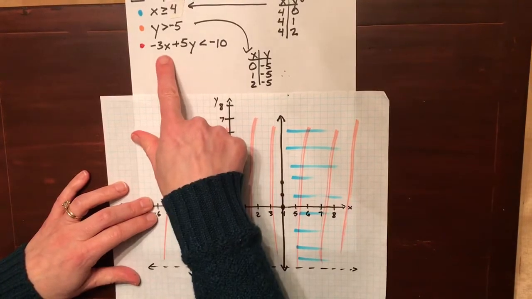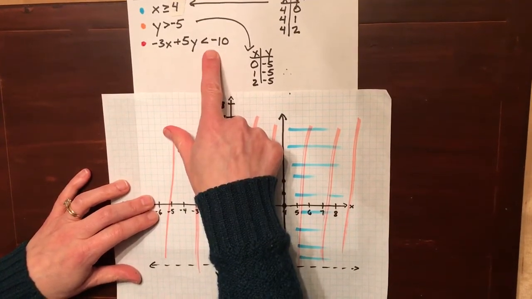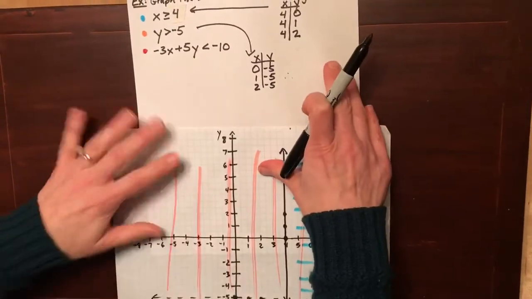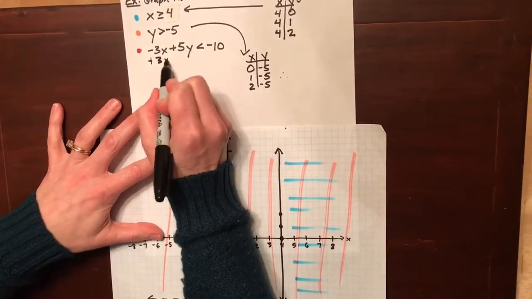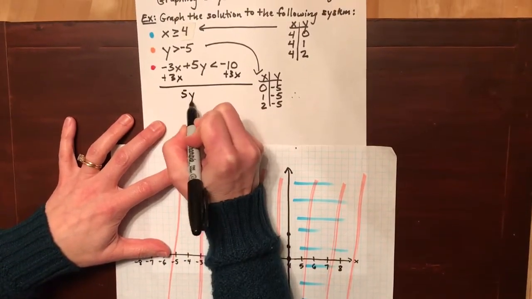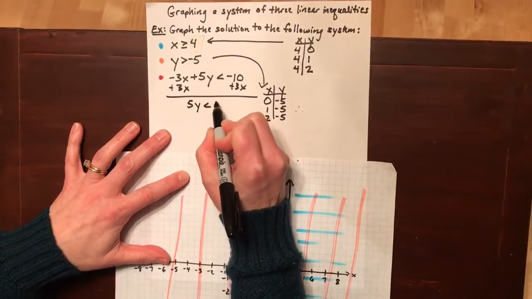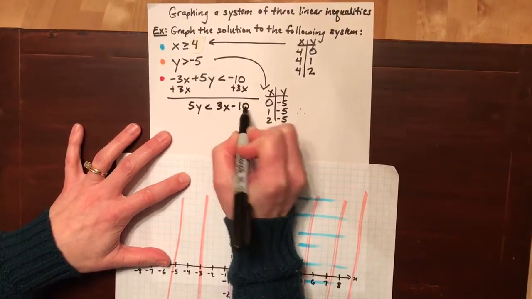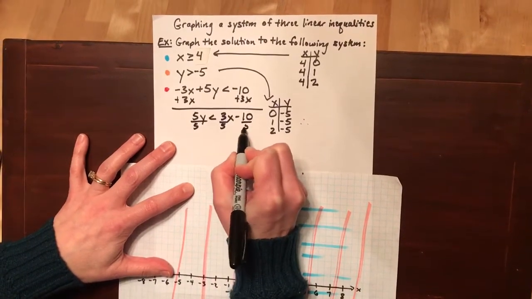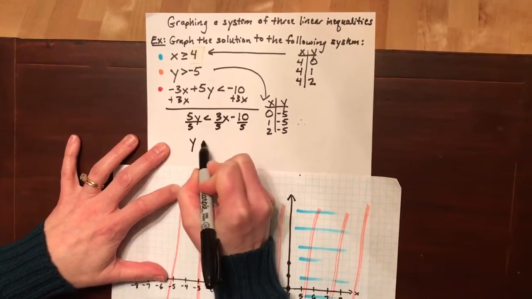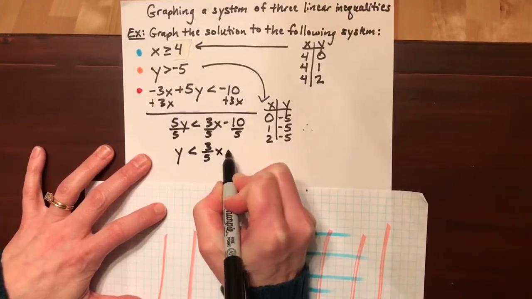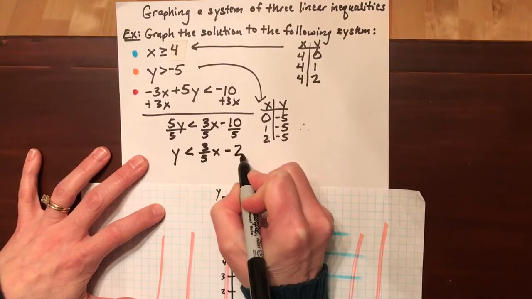Okay, finally, this is my last inequality, and it would be easiest to graph that if I have it solved for y. And so let's do that by adding 3x to both sides, so that I have 5y is less than 3x minus 10, and then divide every term by 5. And simplifying that gives me y is less than 3/5 x minus 10 divided by 5 would be 2.